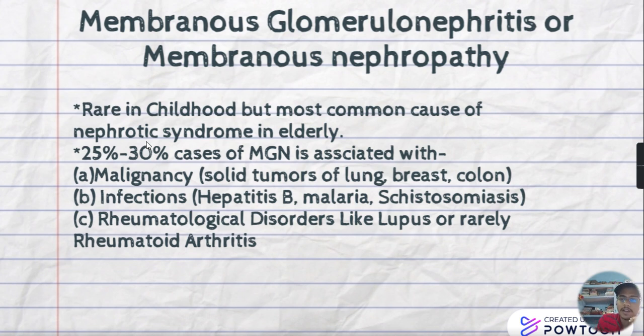In 25% to 30% of MGN, it is associated with malignancy, like solid tumors of the lung, breast, or colon, or infections like hepatitis B or malaria, or rheumatological disorders like lupus, SLE, or rarely rheumatoid arthritis.